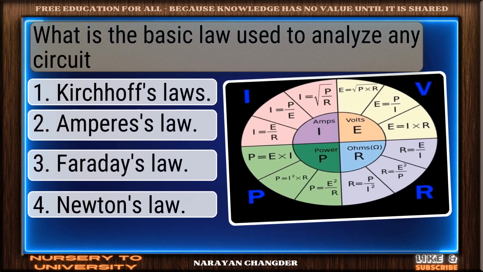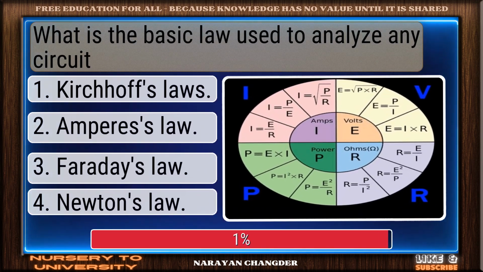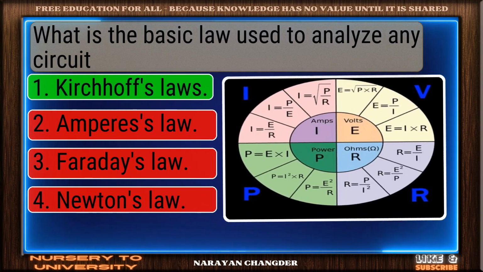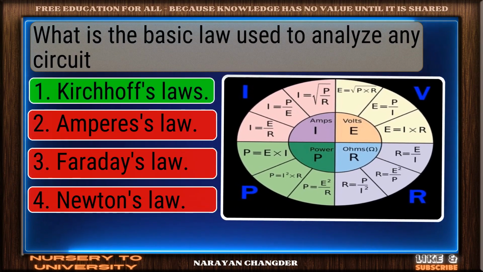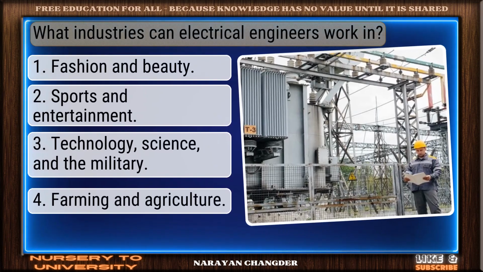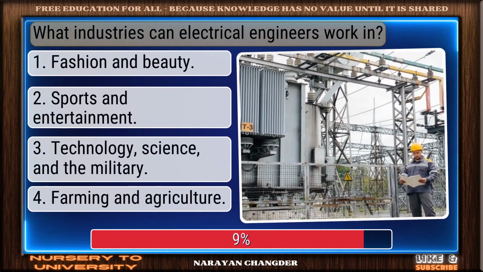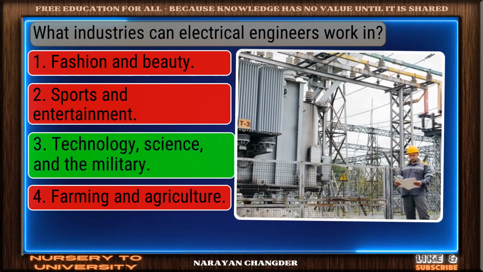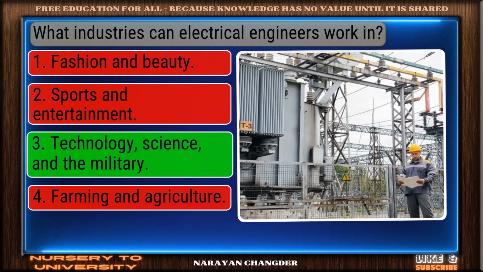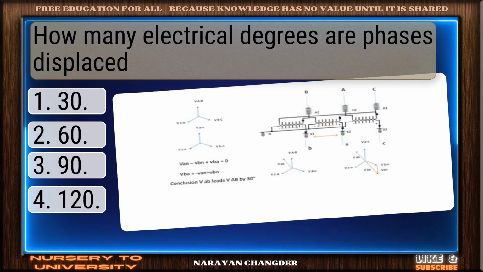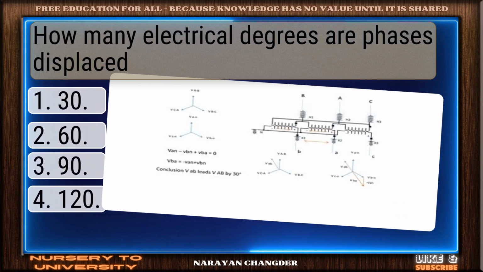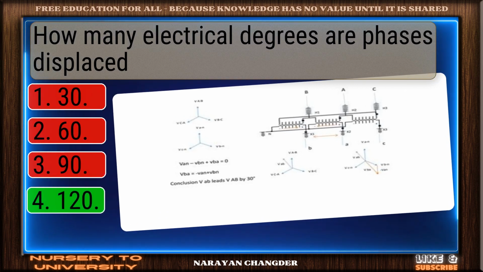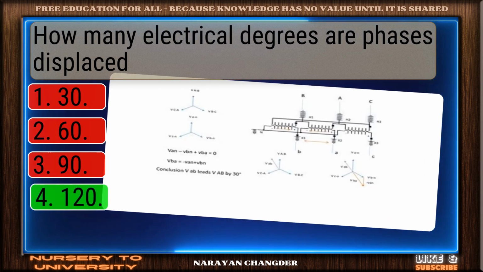What is the basic law used to analyze any circuit? Sharp thinking. Kirchhoff's laws is the right choice. What industries can electrical engineers work in? Well-reasoned. Technology, science, and the military is the correct choice. How many electrical degrees are phases displaced? Nice work. You chose 120 and it is correct.